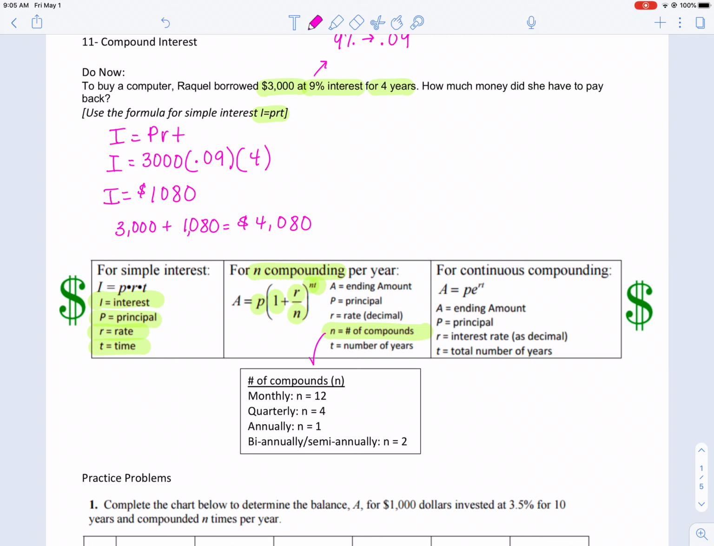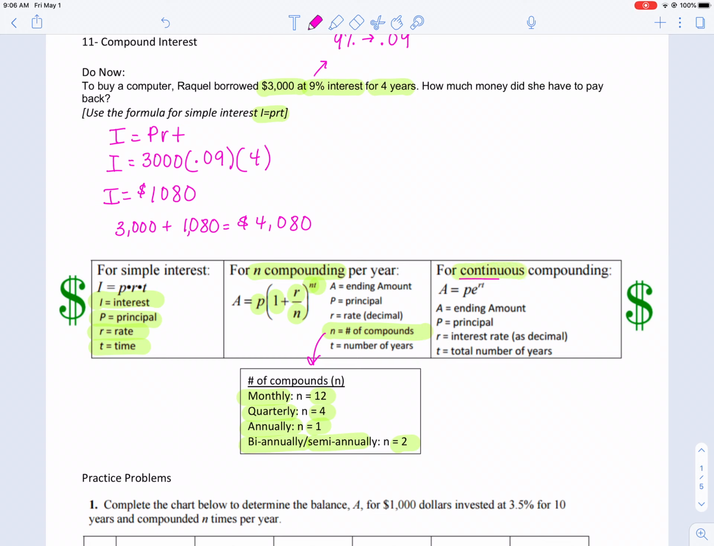Well, if you look down here, n could either be monthly, which would be 12, quarterly, which would be 4, annually, which just means once, or biannually or semi-annually, which means twice, okay? So you will see that you could compound this interest more than once a year, which usually will give you more money. The only other thing they could tell you is that it's compounding continuously.